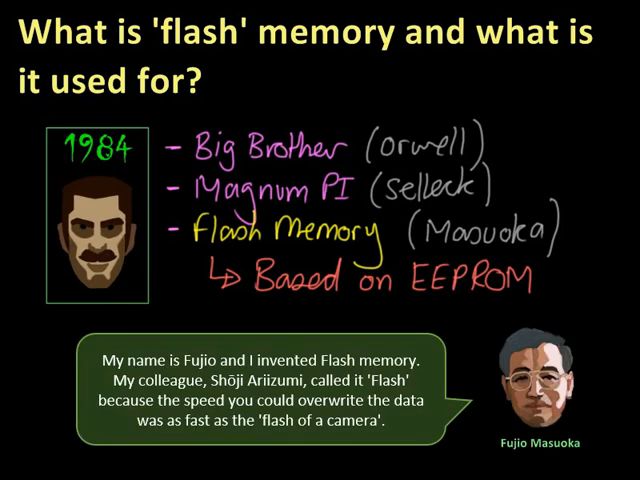So Fujio invented flash memory. Its name came from his colleague, Shuoji Arizumi. Again, apologies for the pronunciation. He called it flash because the speed you could overwrite the data was as fast as the flash of a camera. That was where the name came from. So the derivation is nothing to do with computers really. It's to do with the speed at which it can be changed.